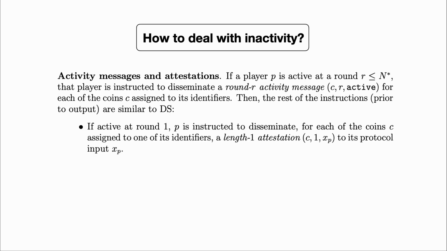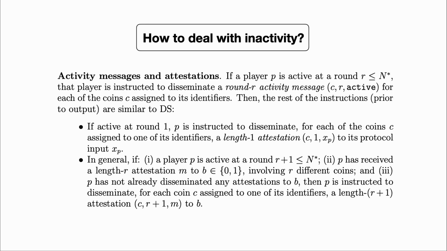So if active in round 1, the player P is instructed to disseminate, for each of the coins C assigned to one of its identifiers, what we'll call a length 1 attestation to its protocol input. Okay, so there's a triple (C, 1, x_P). Here x_P is its input, C is the coin that it owns, or one of the coins that it owns, and 1 indicates that this is a length 1 attestation. Okay, so far so simple.